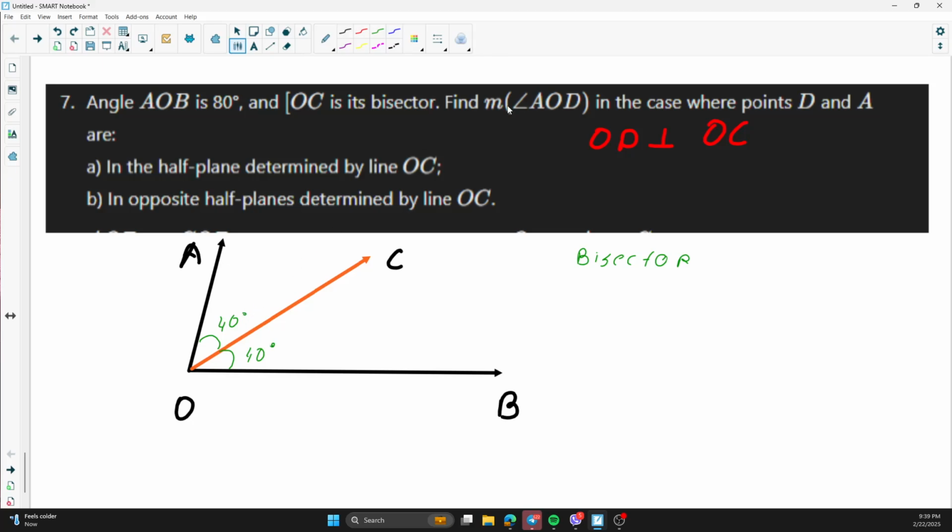Okay, cool. Find AOD in case points D and A are on the same half plane determined by OC, and in opposite half planes. And the half plane determined by line OC. So from O to C. Yeah, hold on, I need to explain this better.